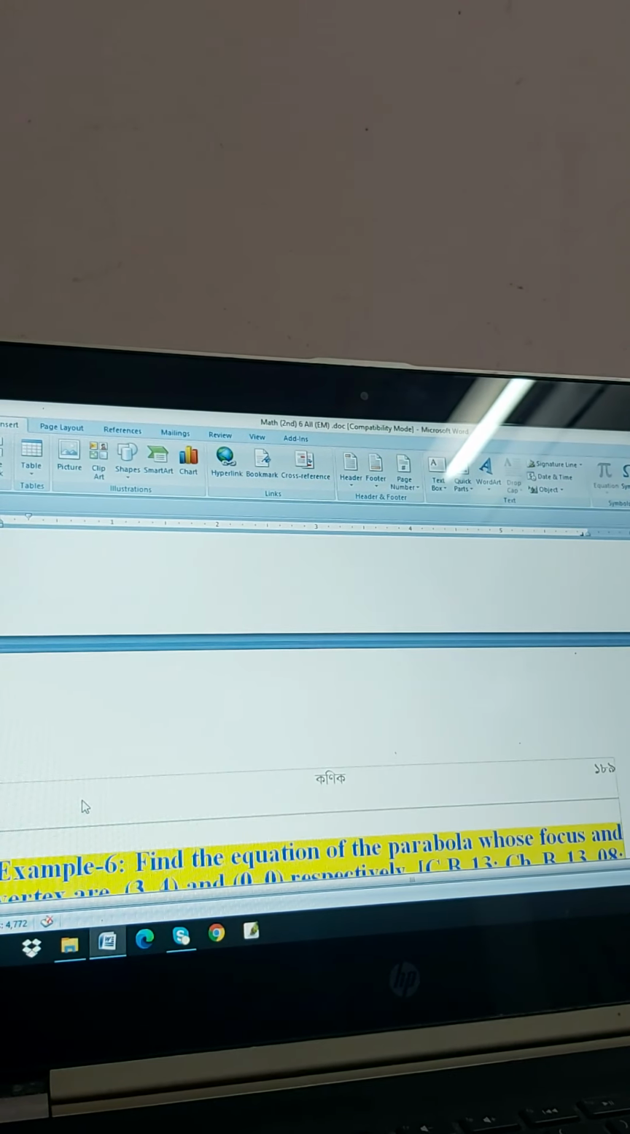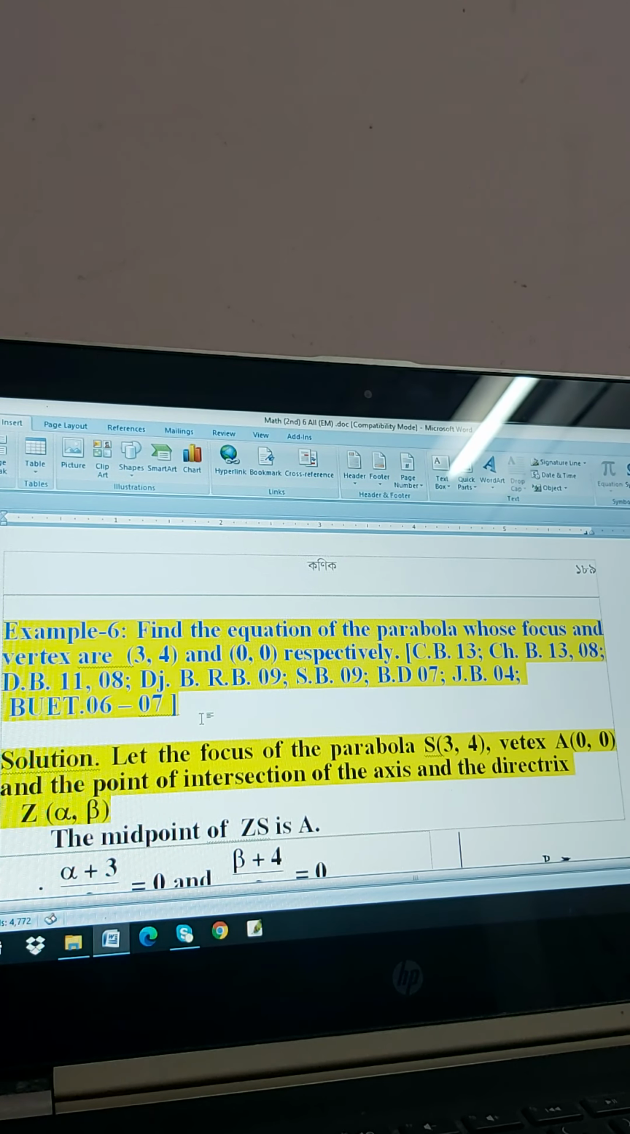Now we are going to discuss example 6. Example 6, very very important maths. Find the equation of the parabola whose focus and vertex are (3, 4) and (0, 0) respectively. This is extraordinarily important maths for national exams, internal exams, class tests and all sectors.